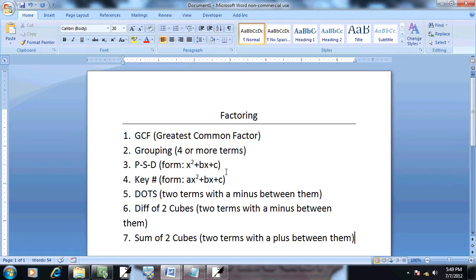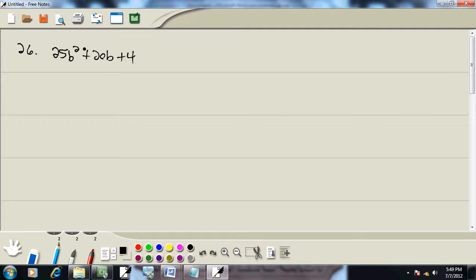Well, this form says x squared, x, no x, number before the x squared. B squared, B, no B, number before the B squared. This is key number. Well, key number, we take the number at the beginning, the 25, times the number at the end, the 4, which gives us 100.